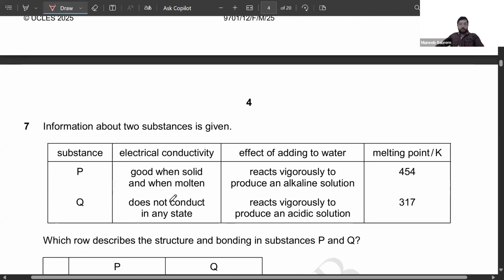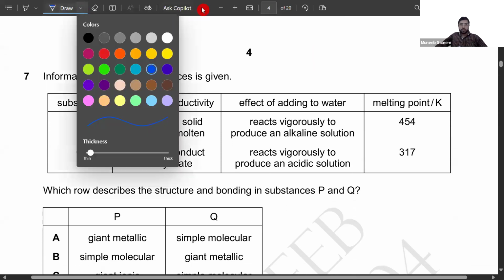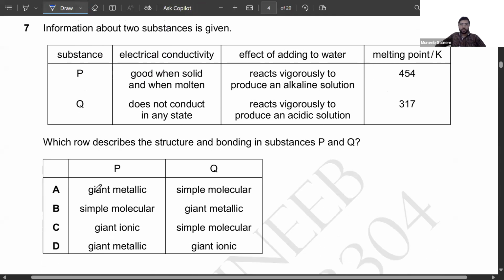Now question number 7: information about two substances is given. We have to match this information with the substances P and Q. Substance P shows good electrical conductivity when solid and when molten, and that's the property of a metallic substance, because it can conduct electricity both in solid form as well as in molten form. So here we can consider P to be giant metallic.